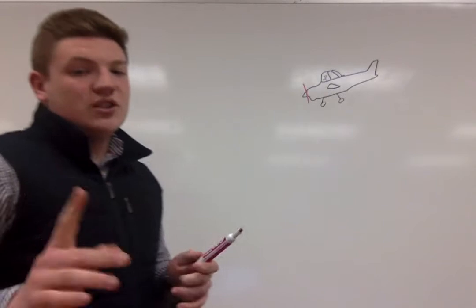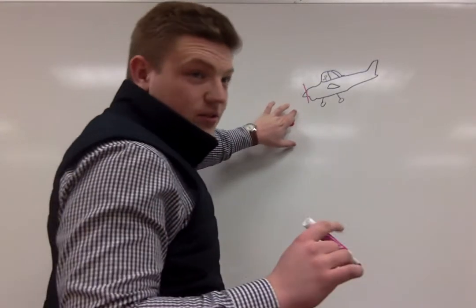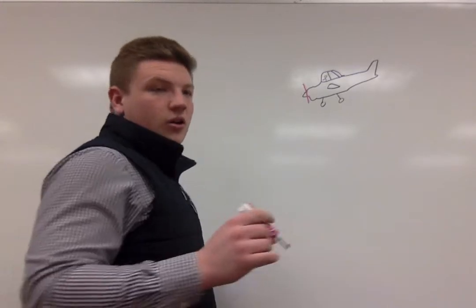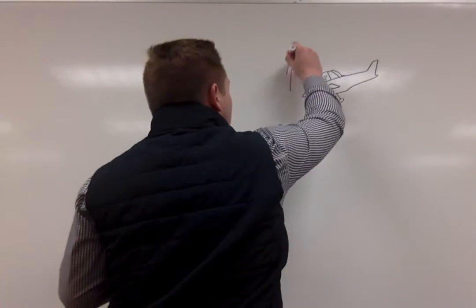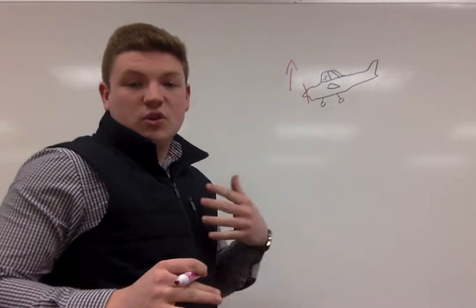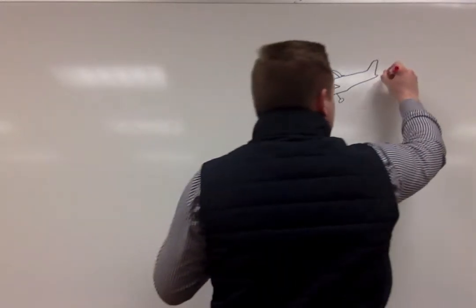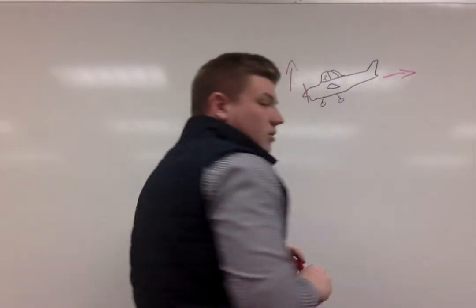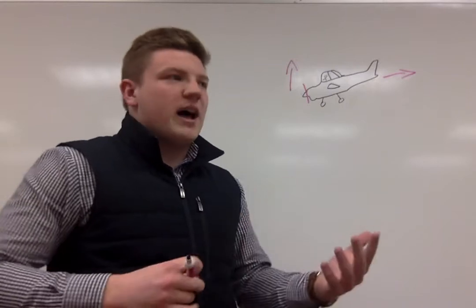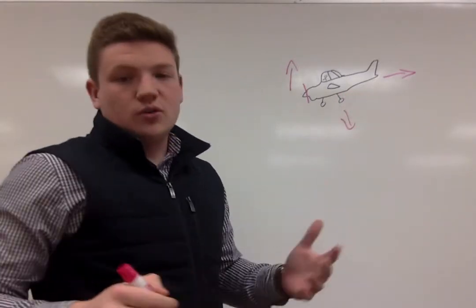So, to achieve slow flight, here's my little airplane that I'm using to help with this illustration. You need to increase your pitch, or increase your angle of attack, which will also decrease your airspeed by increasing the drag. What will happen is you will lose your altitude. As you lose airspeed, you also lose altitude.